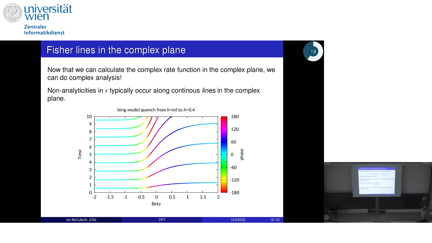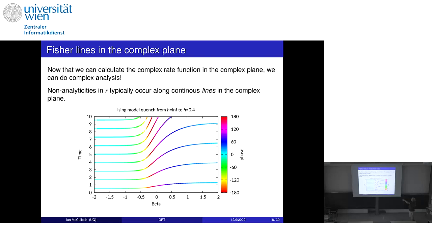An actual calculation. Now this is an example we had before, my quench Ising model from h to infinity down to h equals 0.4, with respect to imaginary time evolution, beta, and real-time evolution in the top direction. So the plot we showed before was just going along this line here at beta equals 0. So all of these lines here correspond to the discontinuities in my rate function that I plotted before.